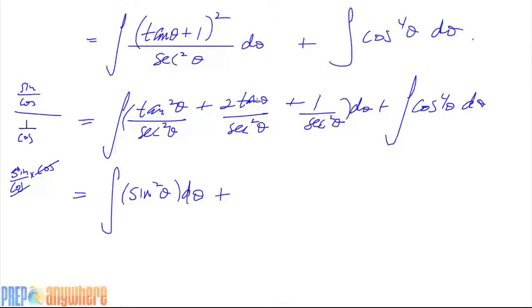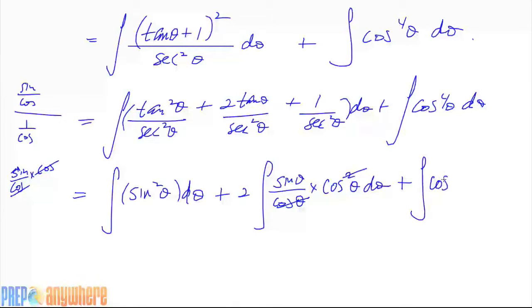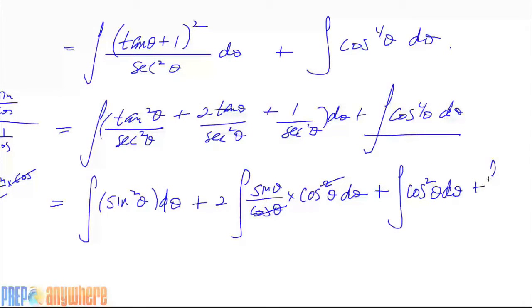Plus this one here, so we have 2 and sine theta over cosine of theta. Dividing by secant is the same thing as multiplying by cosine, times cosine squared theta, because this is 1 over cosine. So that's going to cancel out. And lastly, this one is just the integration of cosine squared theta d theta, and of course we have one more left at the end there.